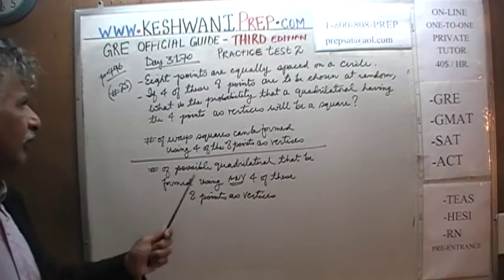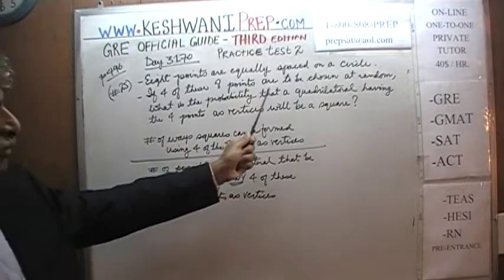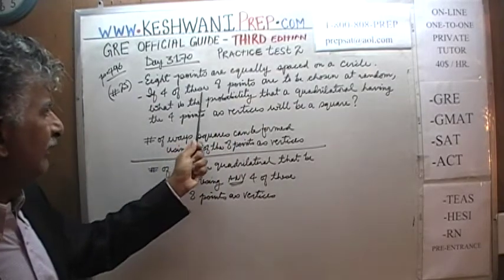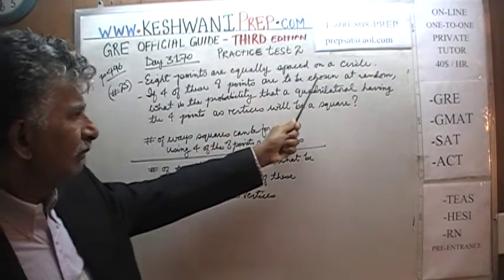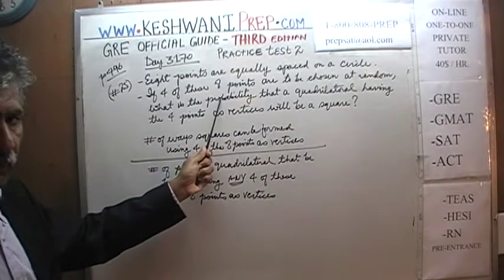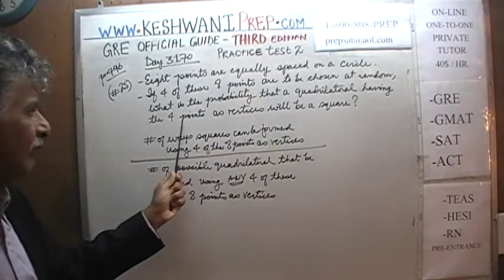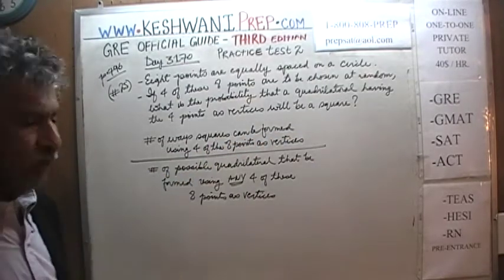They are equally spaced. They go on to say, if four of these 8 points are to be chosen at random, what is the probability? What are the odds that a quadrilateral having the 4 points as vertices will be a square?